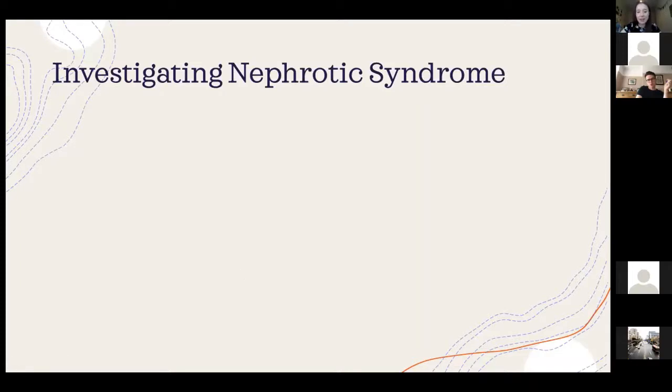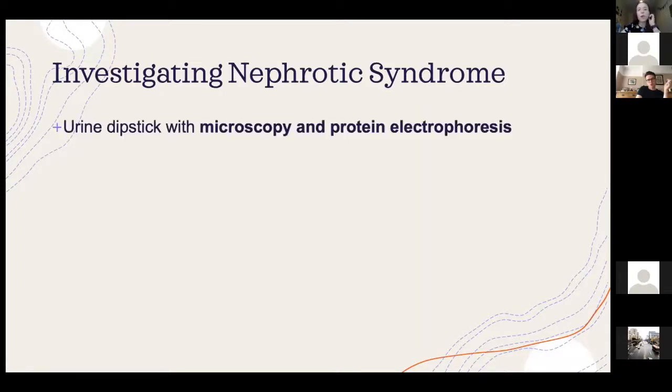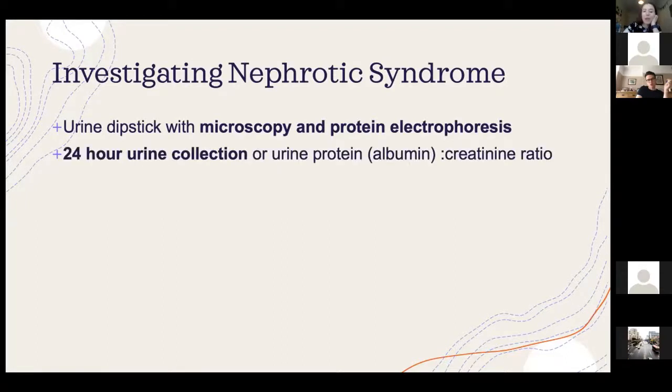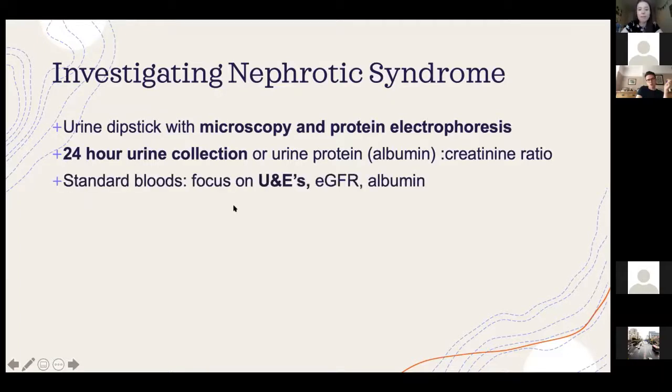So investigating nephrotic syndrome. The main investigations that you want to think about doing is a urine dipstick, and then you send that off for a microscopy and a protein electrophoresis. You also want to do a 24-hour urine collection, and this allows for a protein creatinine ratio. You can either do that over 24 hours, or you can do just one sample and a random check on that.